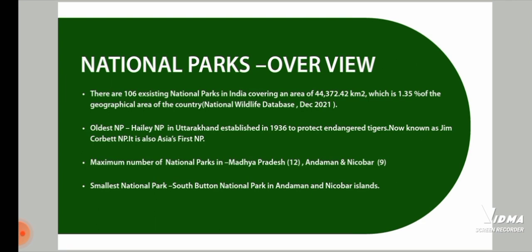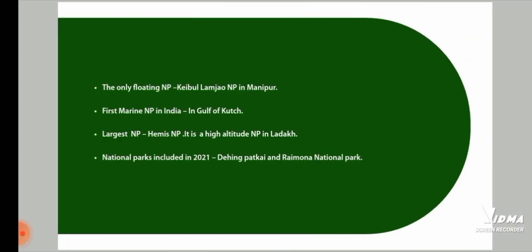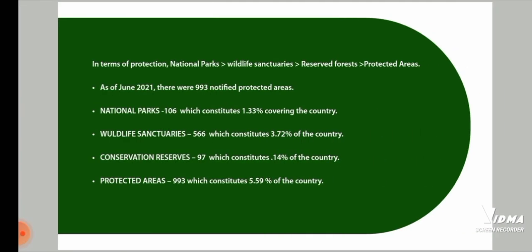The maximum number of national parks is in Madhya Pradesh, 12, and second comes the Andaman and Nicobar Islands. The smallest national park is South Button National Park in Andaman and Nicobar Islands. The only floating national park is Keibul Lamjao National Park in Manipur. The first marine national park in India is in the Gulf of Kutch. The largest national park is Hemis National Park, a high altitude national park in Ladakh. The national parks included in 2021 are Dehing Patkai and Raimona National Parks.